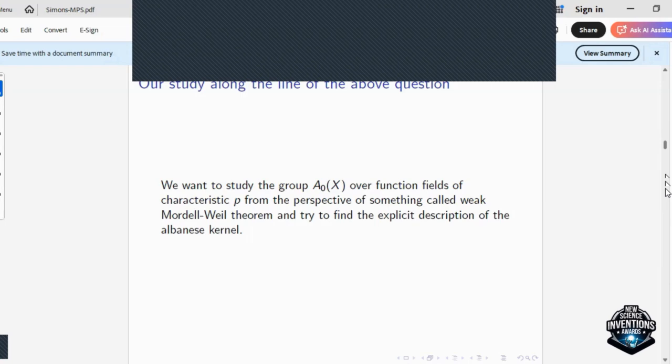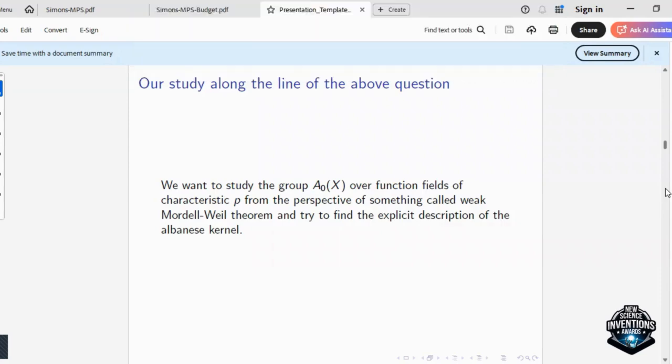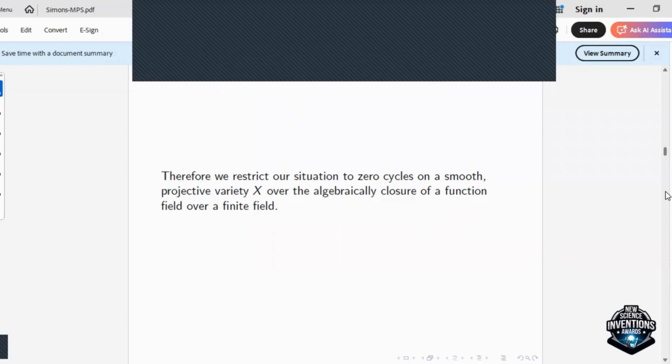So we want to study the group A0 of X over function fields of characteristic p from the perspective of something called the Mordell-Weil theorem, which is a very famous theorem for elliptic curves, and try to find an explicit description of the Albanese kernel. So we restrict the situation to zero cycles on a smooth projective variety X over the algebraic closure of a function field over a finite field.